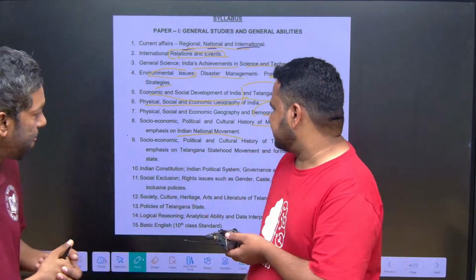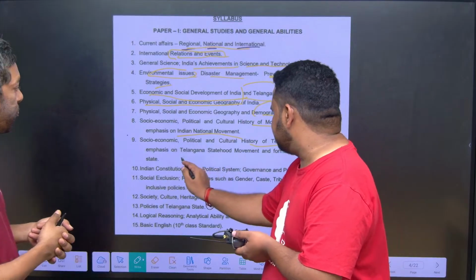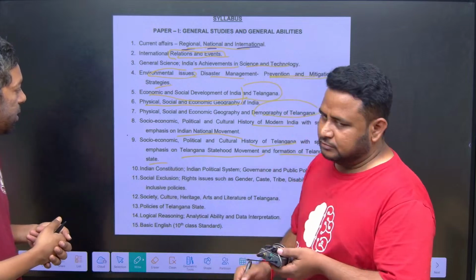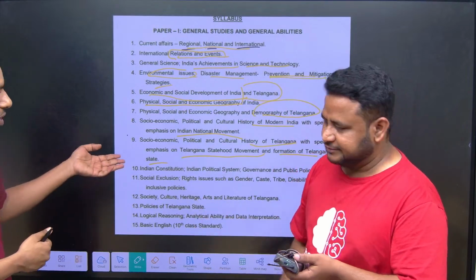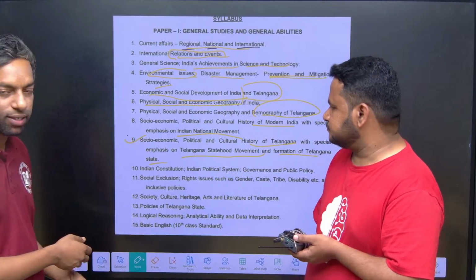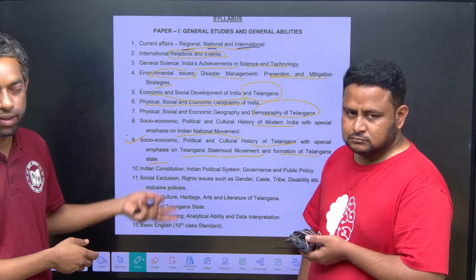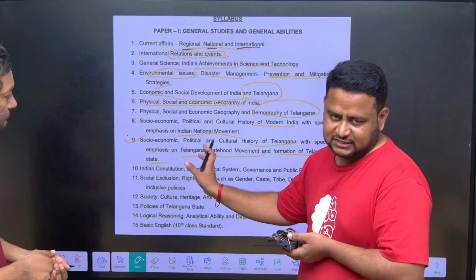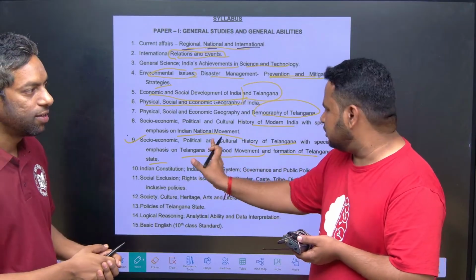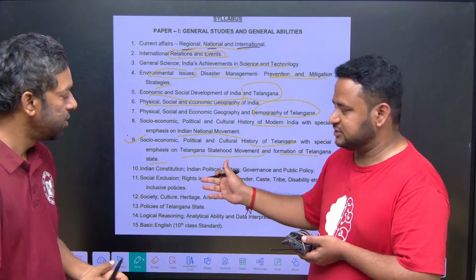Next, coming to the socio-economic, political, cultural history of Telangana with special emphasis on the Telangana statehood movement and formation of the Telangana state. Sir will be able to elaborate. Sir, this might be the most important scoring section, because this one headline gives you more than 15 marks, I think. This ninth point, this section, for JL and DL you should compulsorily know all the topics. Telangana statehood movement, formation of Telangana state, all these things.